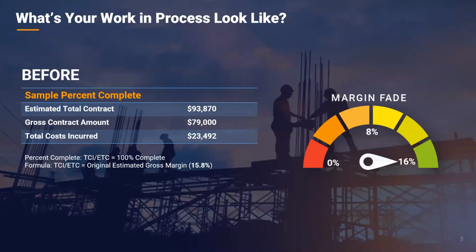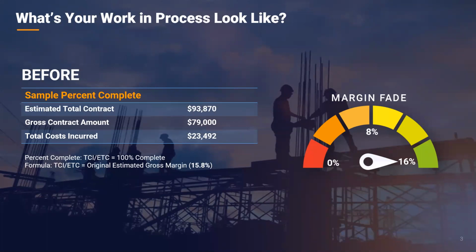So what does your working process look like? Before example, we've got a quick calculation here. Feel free to use this. In our before example of the working process, at the beginning of the job, we did our estimates, we generated our schedule of values, and we start doing our buyout process, and we find that we wanted a 15.8% margin. That's what we calculated we could get between the estimate of labor, material, and equipment.